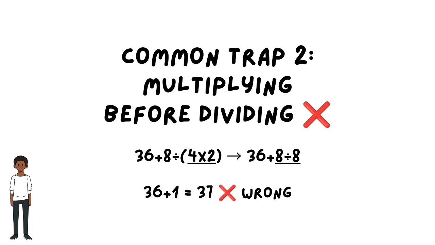Another trap happens when people multiply 4 times 2 first to get 8, believing multiplication always outranks division. Then 8 divided by 8 gives 1, leading to 36 plus 1 equals 37. But this is also wrong because division and multiplication share equal priority and must be done from left to right.